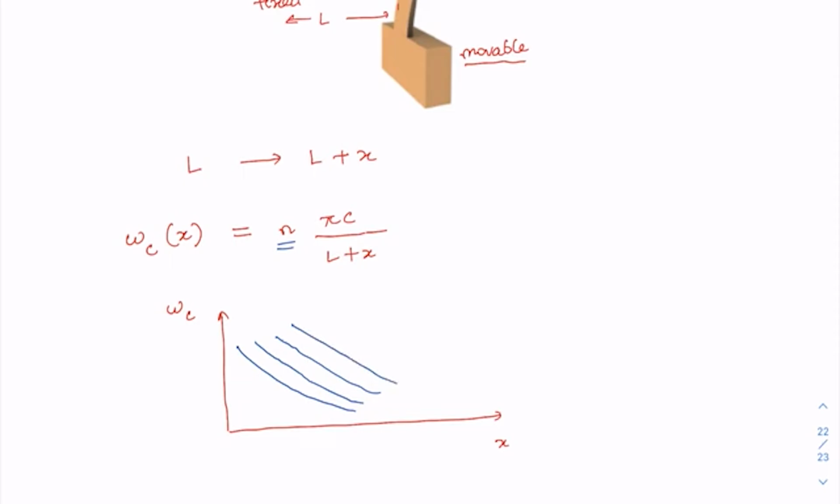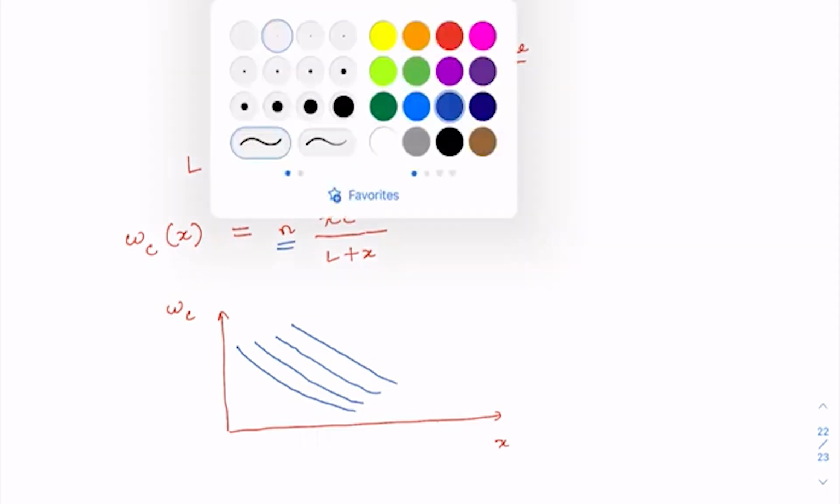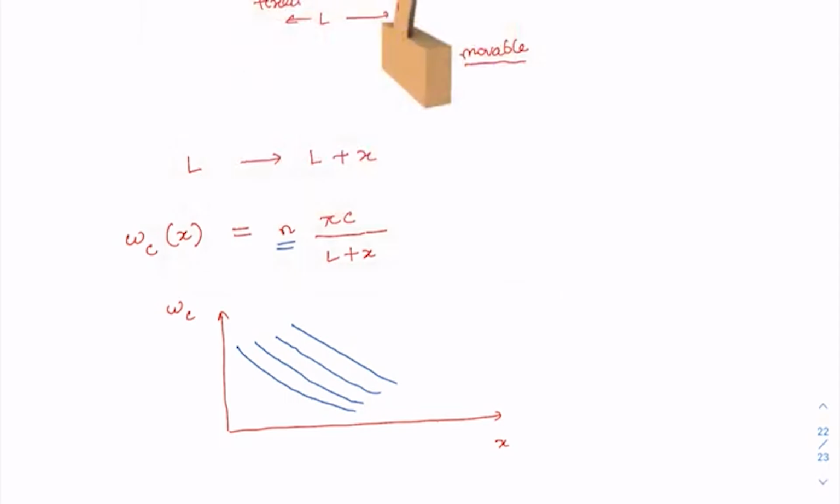And if a laser with fixed frequency is incident, then we will have various positions of the mirror. Suppose the laser frequency is somewhere here, so this is the fixed laser frequency, then we will have various positions of the mirror. This is one position, this is another position, this is another position, like this, where the laser frequency will satisfy the resonance condition.